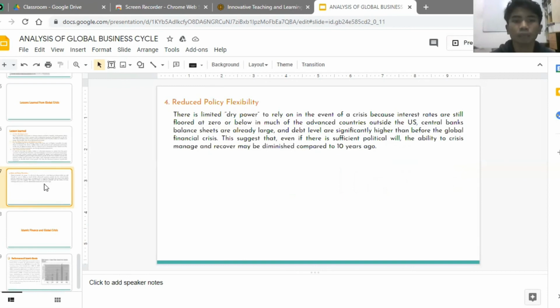There is limited dry powder to rely on in the event of a crisis because interest rates are still floored at zero or below in much of the advanced countries outside the US. Central banks' balance sheets are already large, and debt levels are significantly higher than before the global financial crisis. This suggests that even if there is sufficient political will, the ability to manage a crisis and recover may diminish compared to 10 years ago.